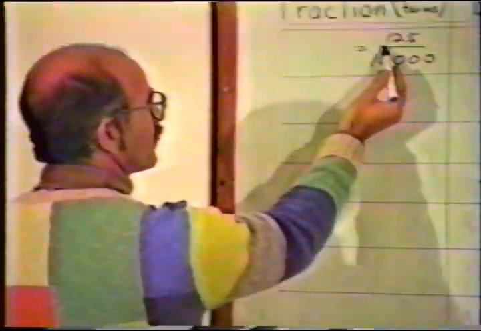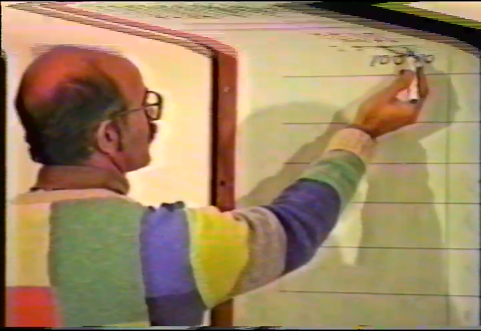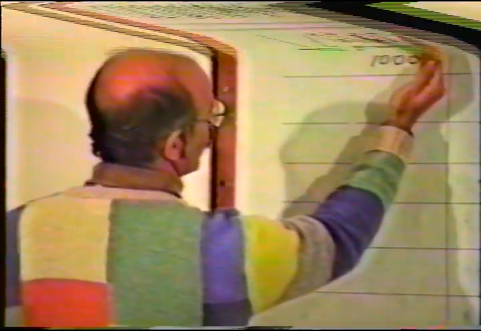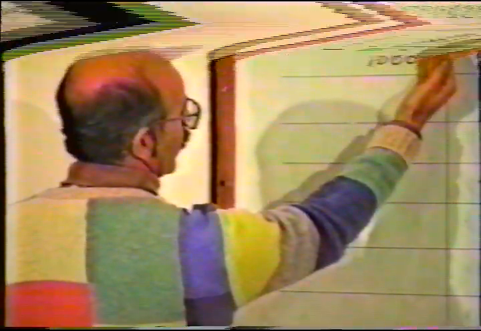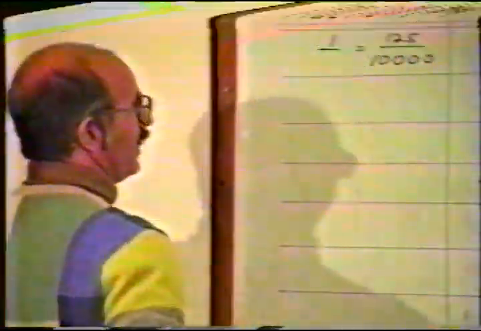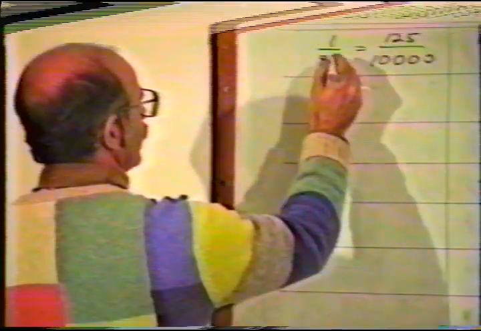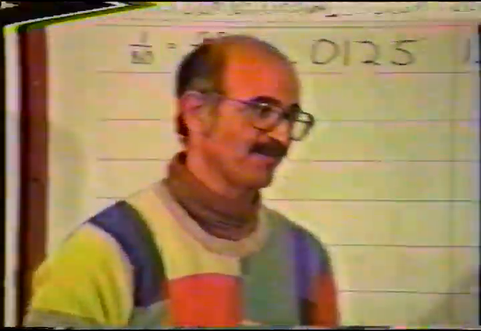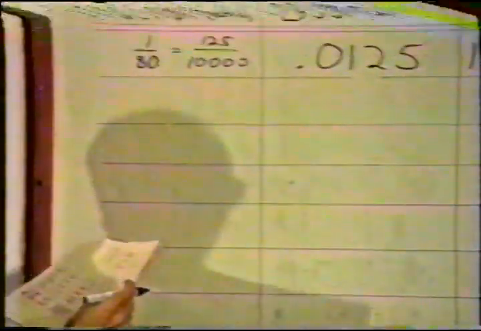Okay, 125 into 125 is 1. 125 into 1,000 is 8. So therefore it's 80. 1/80th. Now that was an extra for experts, wasn't it? Here's another one.